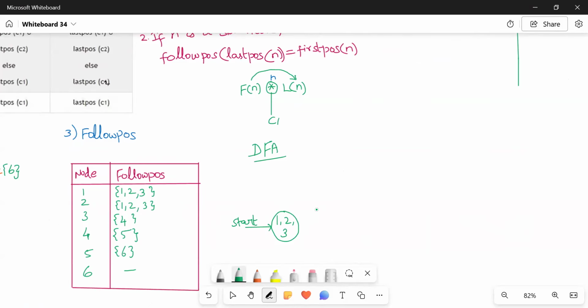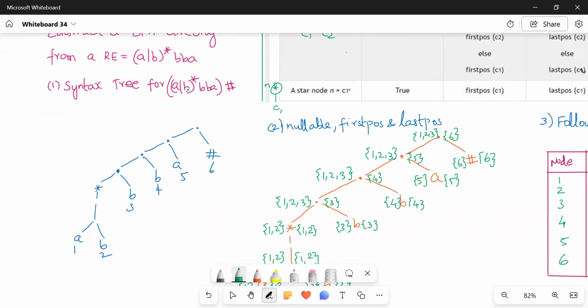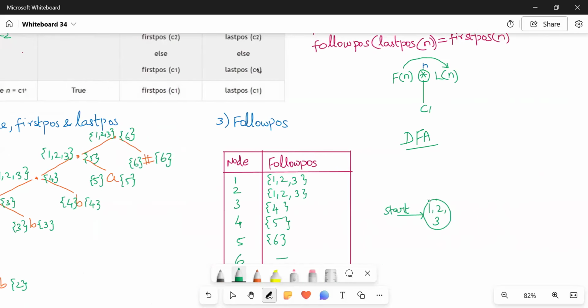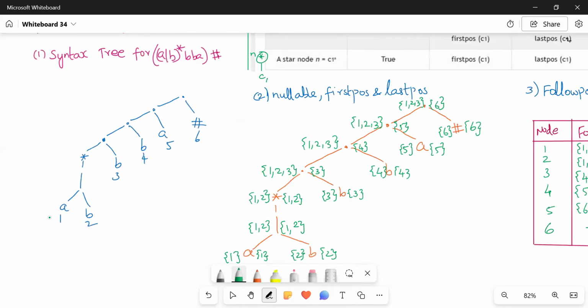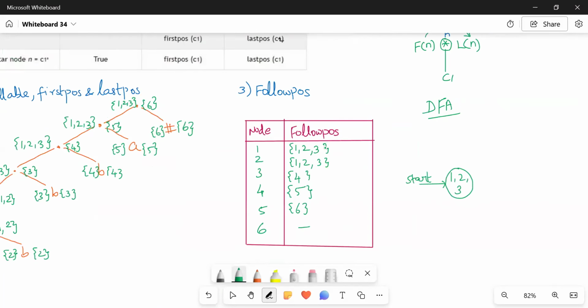Then to find transitions from all the states, here we need to consider the input symbols A and B. Here the state is 1, 2, 3. So now we need to check in 1, 2, 3 wherever A occurs. In 1 only. Now we need to find follow position for 1. Follow position for 1 is 1, 2, 3. So from state 1, 2, 3, A goes to 1, 2, 3 itself.